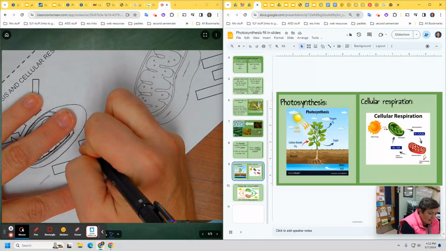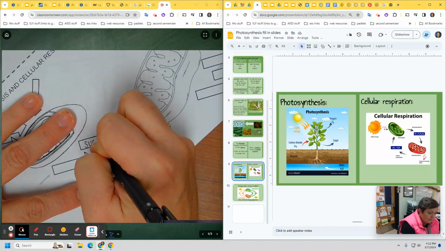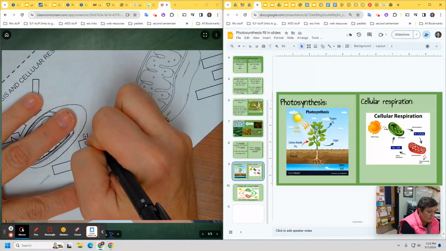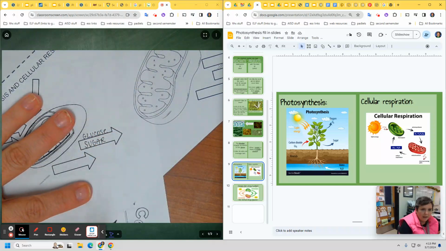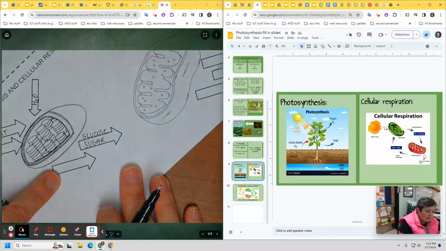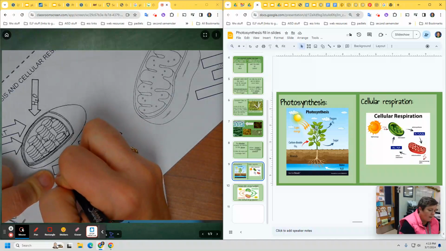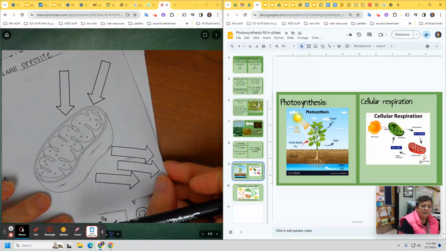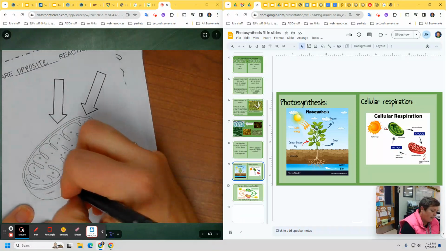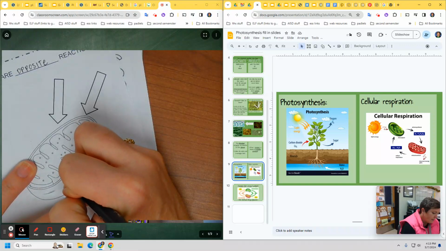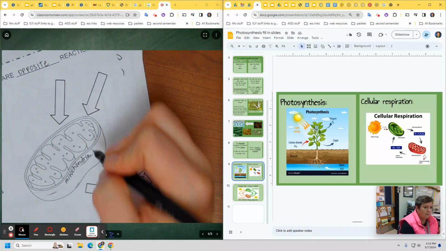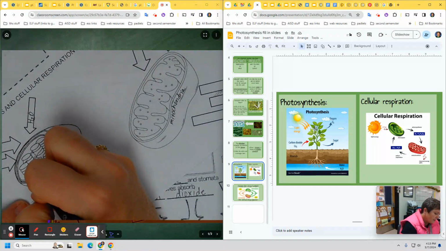The big thing is sugar. And what sugar is that? Glucose. Okay, that's the main point of this. Also, as a waste product, they give off oxygen. All right, now let's look at what happens in the mitochondria. Okay, let's label this. Should we label this one up here too? Chloroplast.